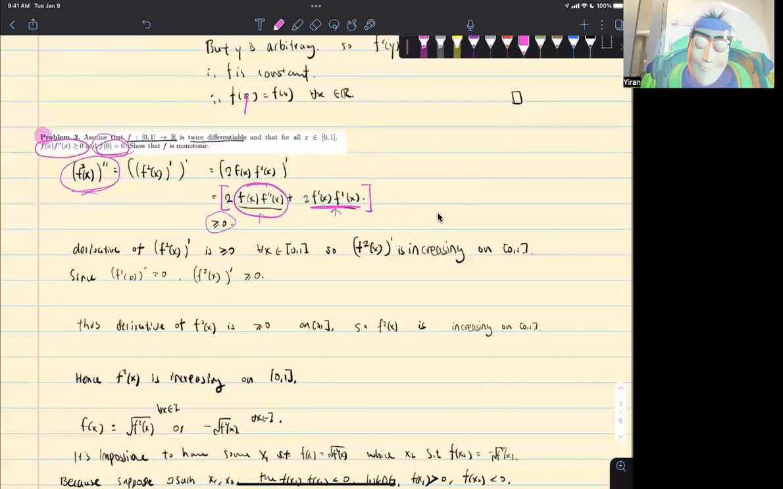And another observation that we need to make is that we're given that f(0) is equal to 0, and the first derivative of f squared of x is equal to 2 f(x) f prime of x.